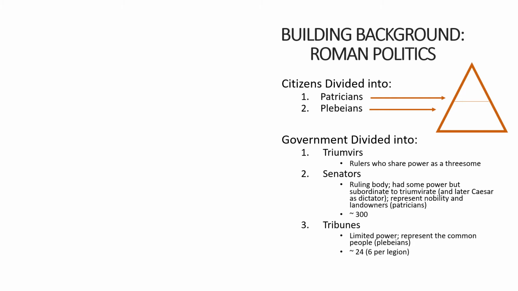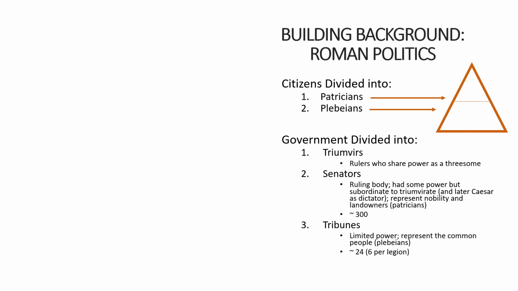The last group then we have in their system of government are called the tribunes. And again, we're going in order of hierarchy. So if triumvirs are on the top, senators come after them, the tribunes are at the very bottom of this government hierarchy. And we see that they have the most limited use of power, and they also represent the common people, so the plebeians. So if the patricians are represented by the senators, then plebeians would be represented by the tribunes.